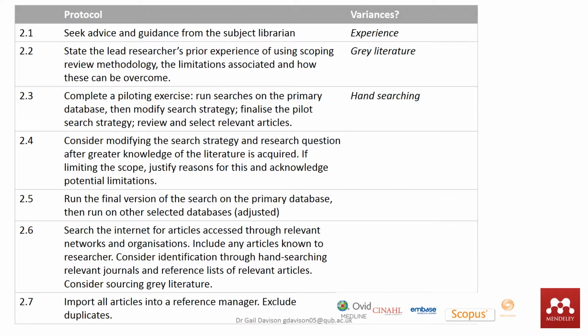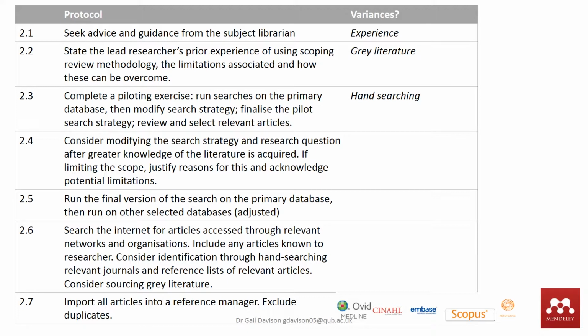You may consider searching relevant networks and organisations, and you will be able to add any that were previously known to you as well. You may consider including grey literature, which are like white papers, conference proceedings and theses. This does take a lot of time, so you need to think how this is going to help your research. You might consider hand searching relevant journals, and you might consider hand searching the reference lists of the relevant articles.